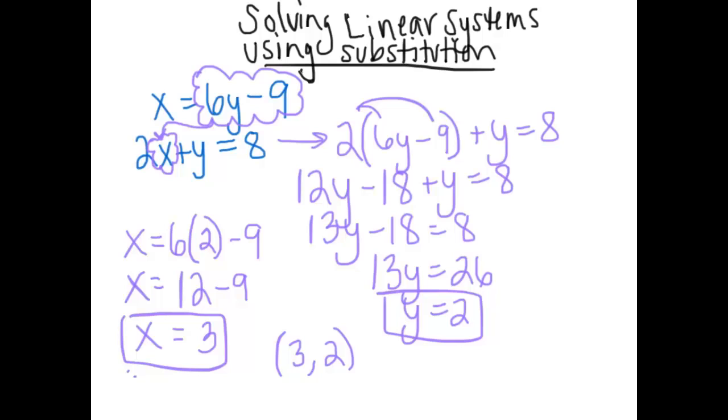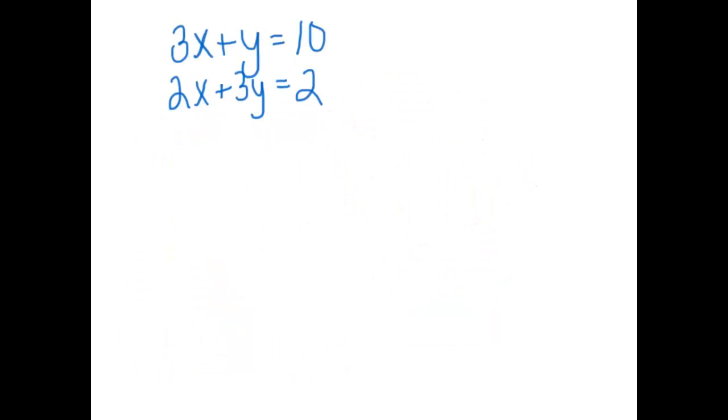Let's look at another example. In this example, you might have the instinct to immediately try to solve this using elimination, since all of our variables in both equations are on one side. But if you notice, we can solve for y in the top equation by subtracting 3x from each side, and right away we can get y by itself. y equals 10 minus 3x.